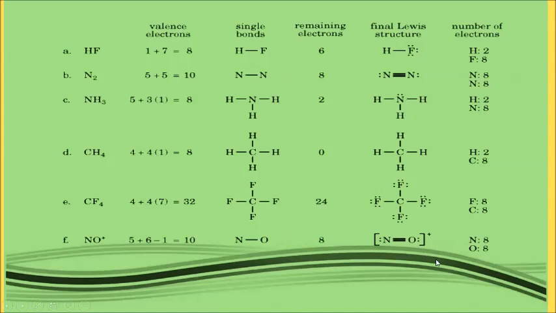Without that, we can't write the dots like this, otherwise one electron is lost. So this is how we can understand, with the examples, the remaining electrons, the Lewis structure, and the number of electrons on each and every atom.